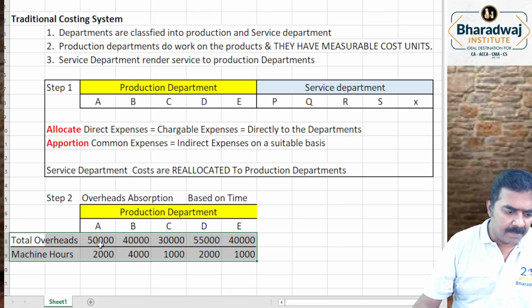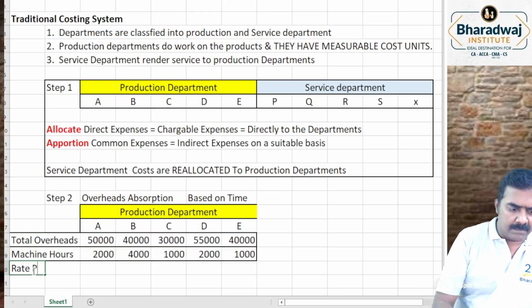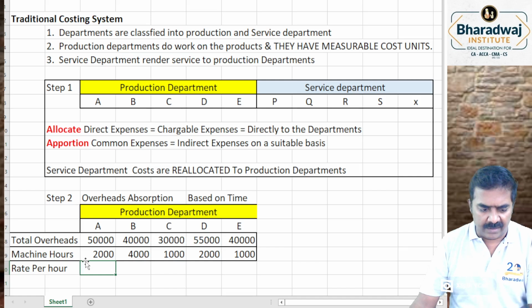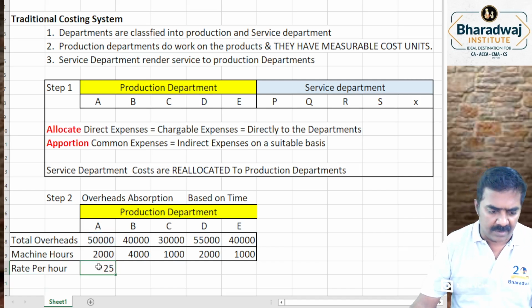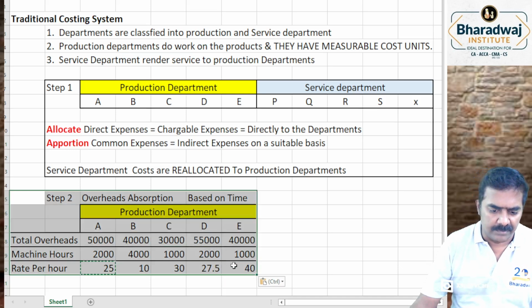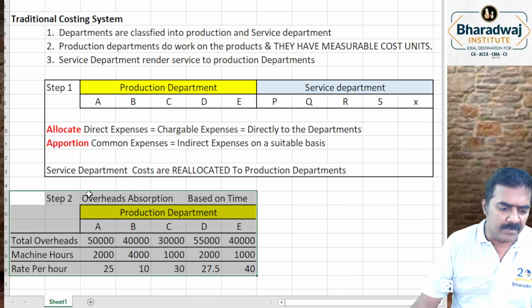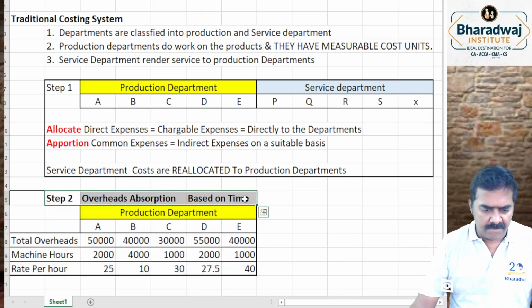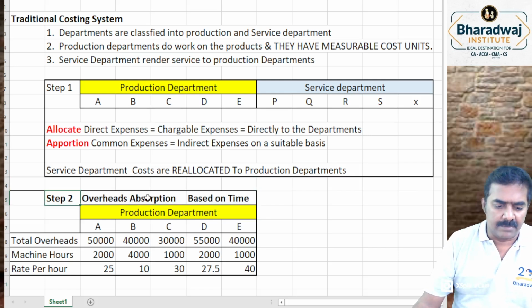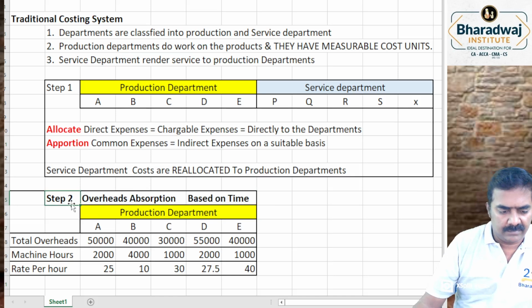Total overheads divided by machine hours will give you what? A rate per hour. It's like 50,000 divided by what? 2,000. 25 per hour. Like that, it will give us what? Rate per hour. This is step 2. The step 2 we call it as which one? Overhead absorption based on time. Otherwise, overhead absorption rate based on time.